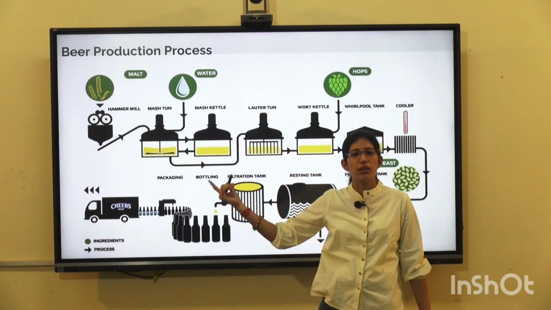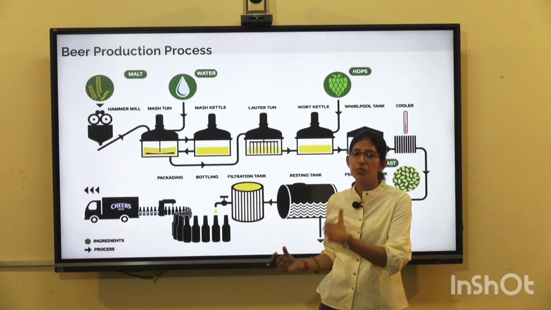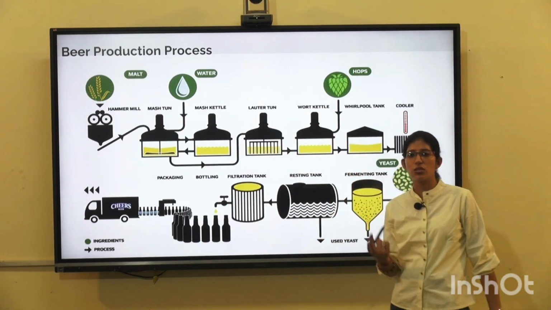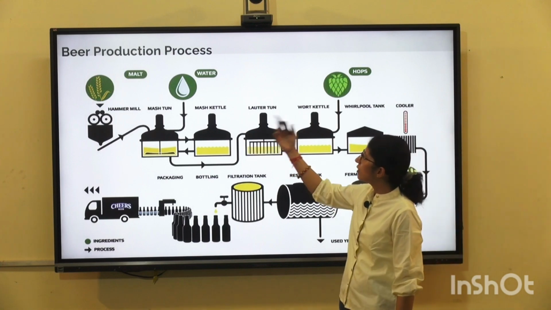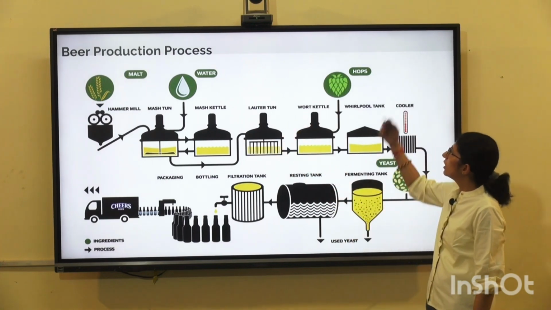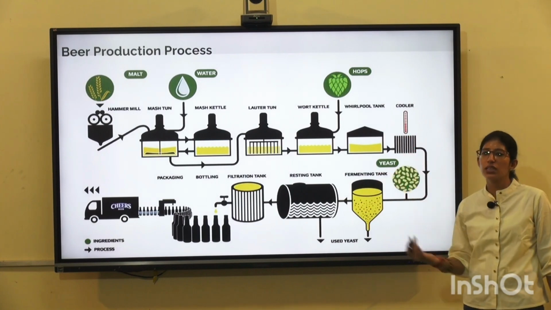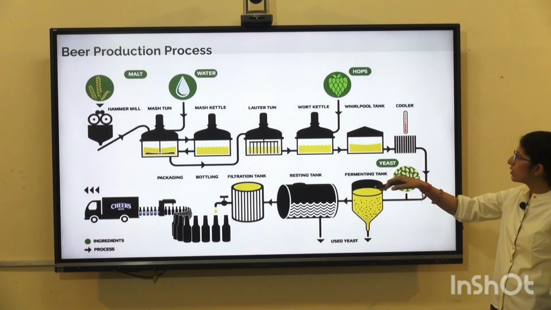In the previous video, we have already discussed in brief what the beer manufacturing process is. But this is again a pictorial representation just to revise the concept. Then it is sent to the mash kettle, lauter kettle, and wort kettle. In the wort kettle, we add the hops. Followed by that, there is a whirlpool tank to mix the addition of hops and the previous containers.